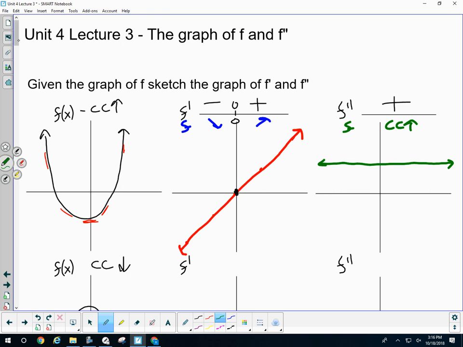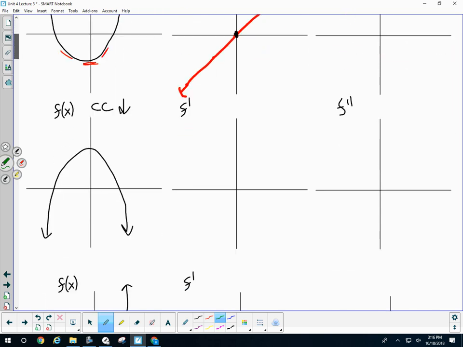All right. Well, you can go ahead and make an assumption about what's going on with something that is concave down, but let's go ahead and just double check.